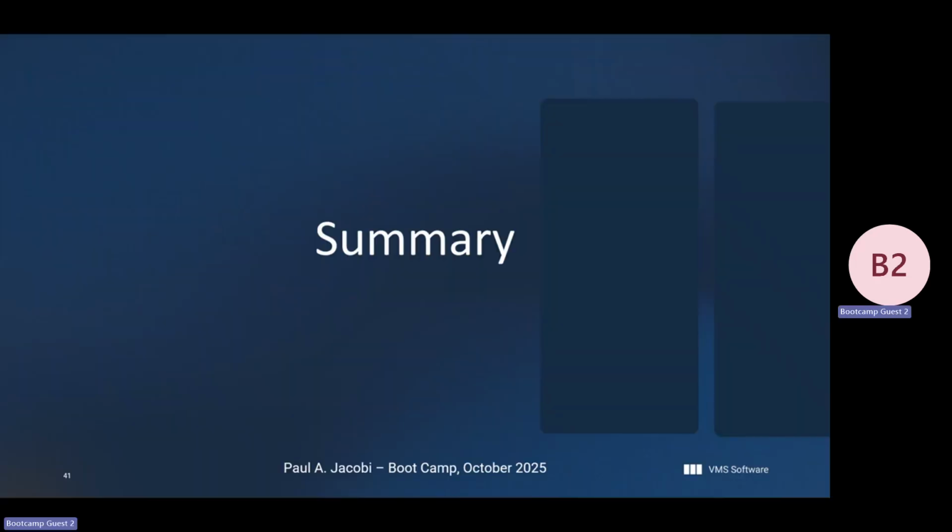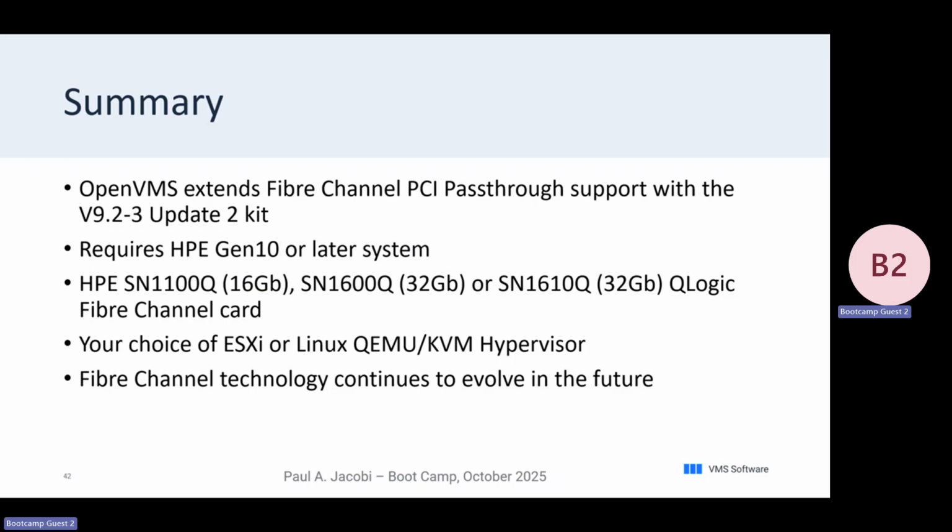So in summary, OpenVMS extends fiber channel PCI pass-through support with the V9.2-3 update kit. You need to start with an HPE Gen10 system or later, and then you need to add one of the three supported QLogic adapters, supported by the PGQ driver in VMS. And then you have your choice of using the ESXi hypervisor or the QEMU KVM hypervisor. And of course, fiber channel technology continues to evolve in the future.